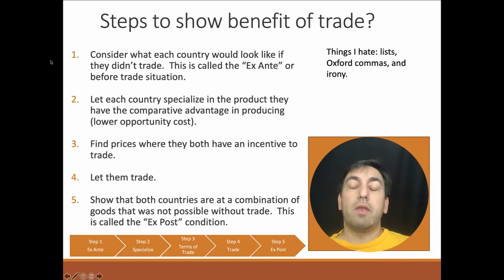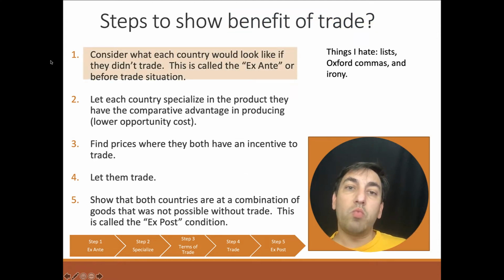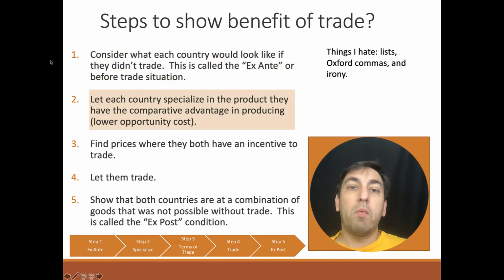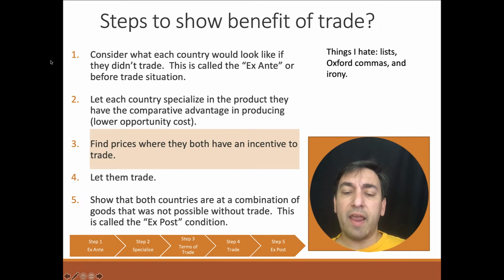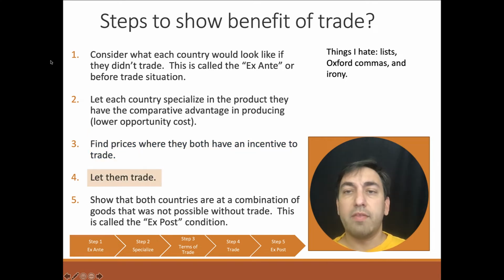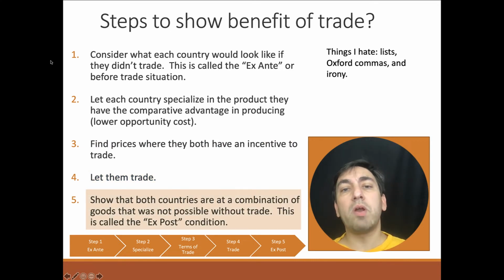So now, in order to show you that there are benefits from trade, what I'm going to do is say, well, what would they have done if there was no trade? And then we're going to say, well, what would Ricardo have said that they should do? Who has the lower opportunity cost? And let's have them specialize. Then we need to find a range of prices where they both have an incentive to participate in that trade. Then we're going to let them trade. And after that, we're going to compare the outcome of where they are after trade to where they would have been without trade. And if we could show that there's a benefit there, we could say, hey, look, there is a gain from trade.